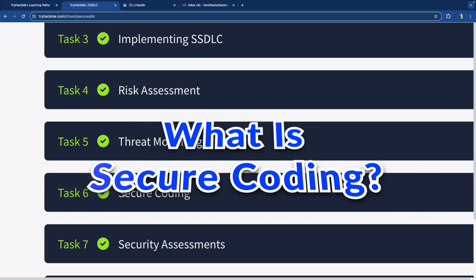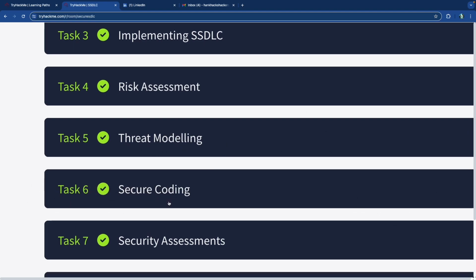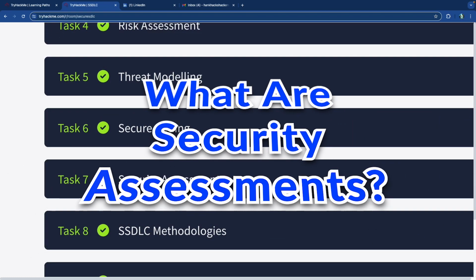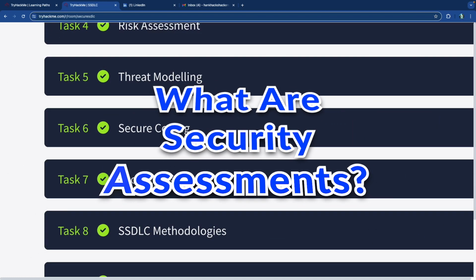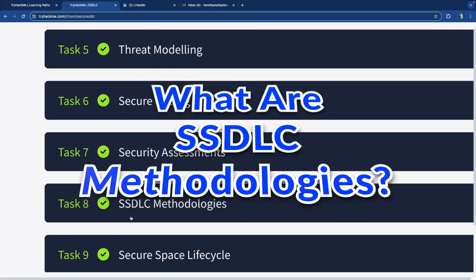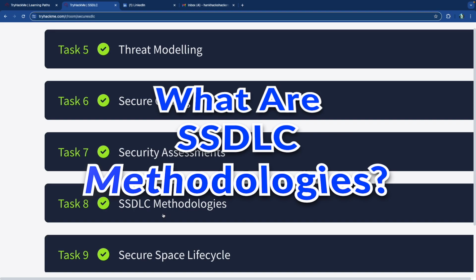What is secure coding? What are the different steps of ensuring that the code of a software is actually secure? What are security assessments? How do you run security assessments? What are the different steps of a security assessment? And what are the various SSDLC methodologies?